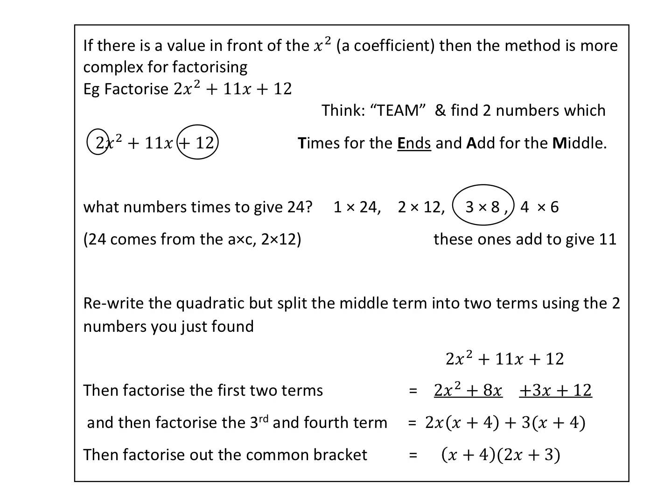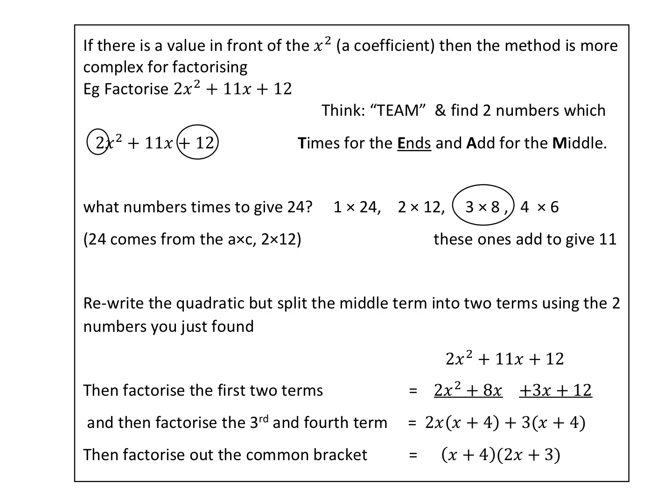And then just like the easier ones, we're still looking for two numbers which add for the middle. So what two numbers add to give the middle number 11? So out of these combinations, the two numbers which add to give 11 is the 3 and the 8.